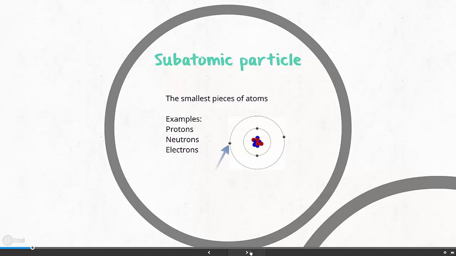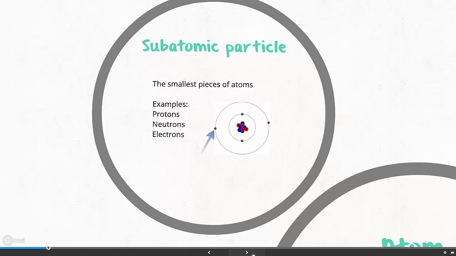These are the smallest pieces of atoms. So we have protons and neutrons, which are in the nucleus of the atom, the red and the blue, and then electrons, which are around the outside in this electron cloud. We'll talk a little bit more about chemistry later. So subatomic particles would be the smallest way to organize life.